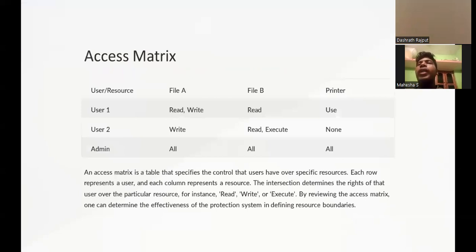Next, we have access matrix. An access matrix is a table that specifies the control that users have over specific resources. Each row represents a user and each column represents a resource. The intersection determines the rights of that user over the particular resource. For instance, read, write, or execute. By reviewing the access matrix, one can determine the effectiveness of the protection system in defining resource boundaries.